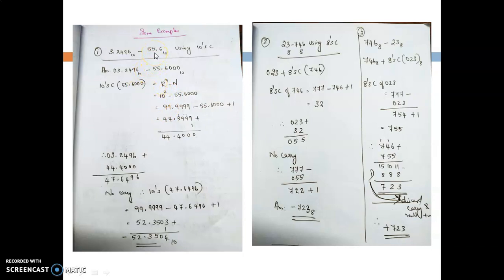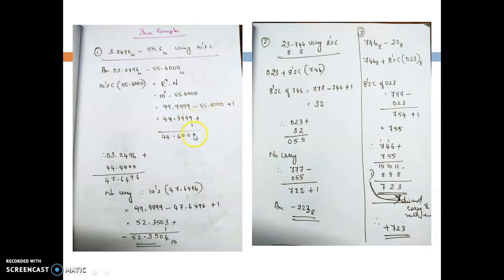You know how to find out the nines complement of 55.6, isn't it? How will you find out that? It is 99.9999 minus 55.6000, isn't it? So this part will give you the nines complement of the number, and that number plus 1 will give you tens complement. Okay, so what is this part? You got it as 44.3999. Now this 1 has to be added with the LSB.